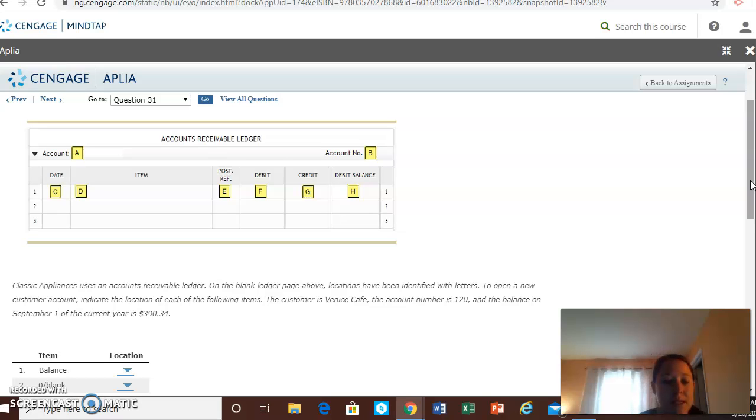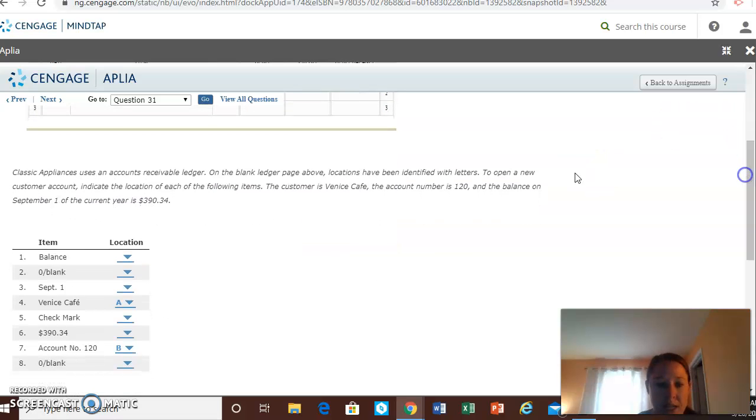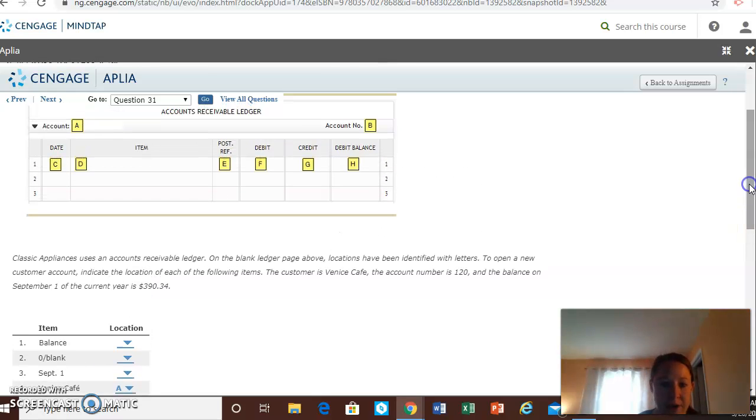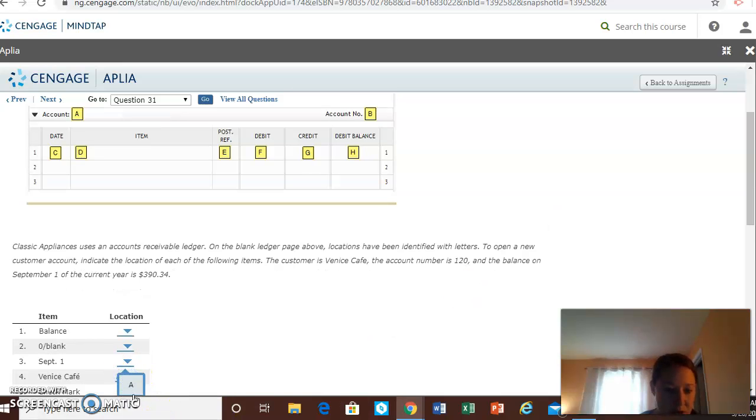So the first part of the work together, we're setting up a customer page in the accounts receivable ledger. We're just plugging in the information that's going to go in each spot. For account A, that's going to be the name of our customer, and it says here in the working papers that it's Venice Cafe, and the account number is 120, so that would go where B is up here. Next, for the date, that's going to be C, September 1st.